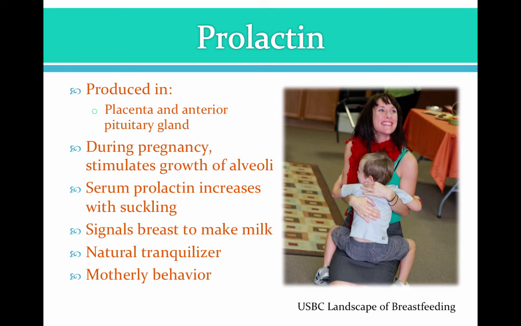Prolactin is produced in the placenta and the anterior pituitary gland. During pregnancy, prolactin stimulates the growth of alveoli, and the Latin word means for lactation. Serum prolactin increases with suckling, and it signals the breast to make milk. Prolactin is a natural tranquilizer and is responsible for motherly behavior.